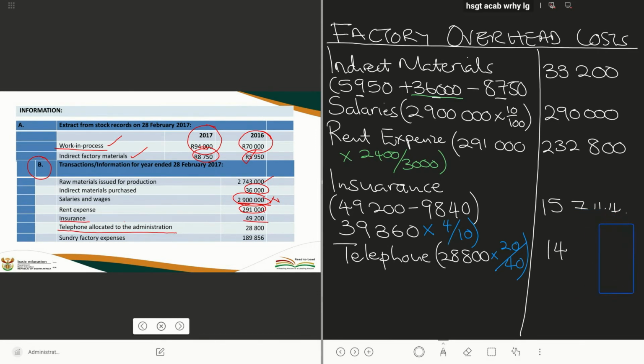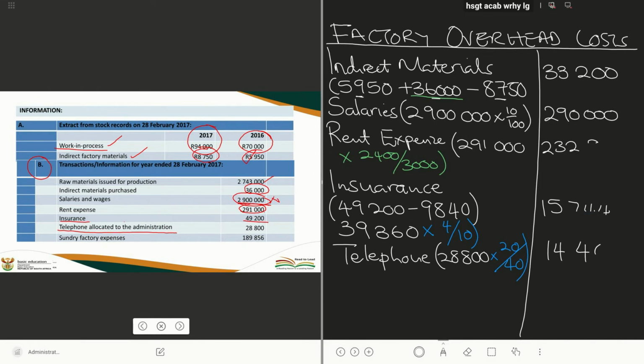The amount is 14,400. I removed that other part also, which was 39,360 multiplied by 4 over 10. And you remember it was 15,744. Here it was 15,744. 14,400. Okay? All right. Let's go now to the last part.